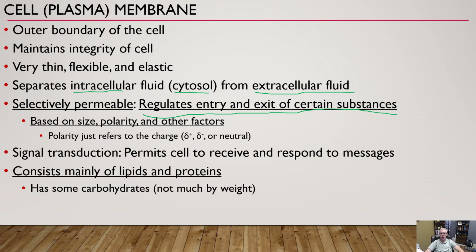Signal transduction permits cells to receive and respond to messages. We have cell-to-cell communication. Cells have to be able to communicate with one another. We'll talk about this with smooth muscle cells in the digestive system. We have this thing called peristalsis that moves food through the small intestine, through your alimentary canal. Cells have to say, okay, I contracted, now it's your time to contract, now it's your time to contract. And that's how food gets moved through the small intestine, or also through your esophagus, through your large intestine.